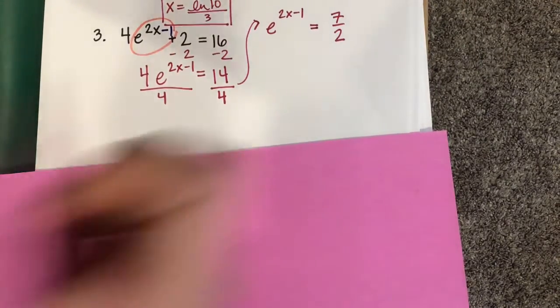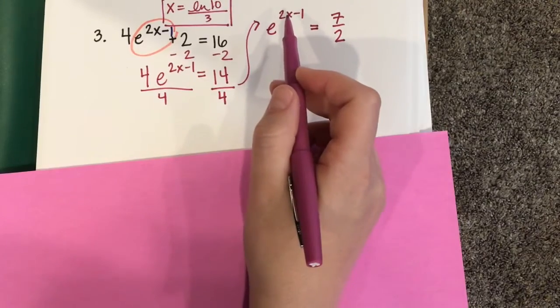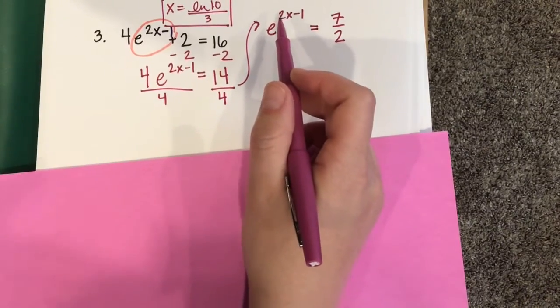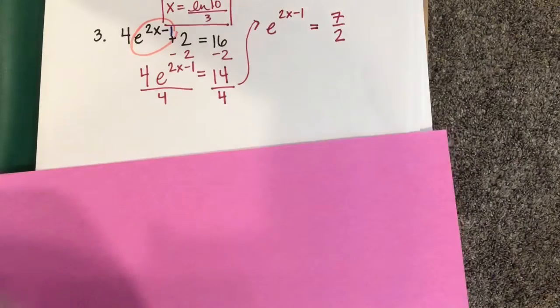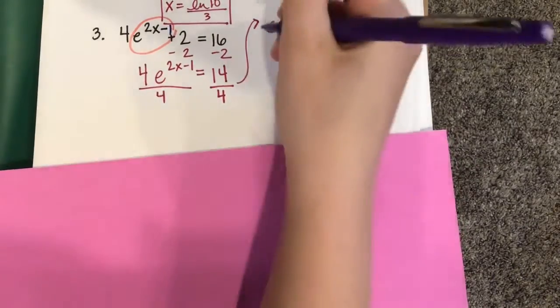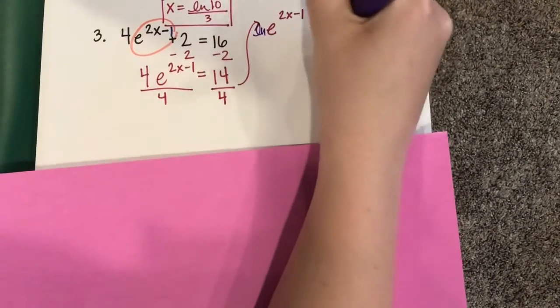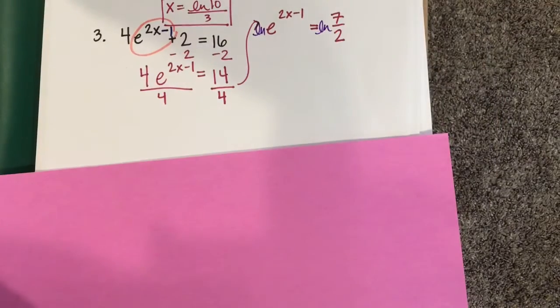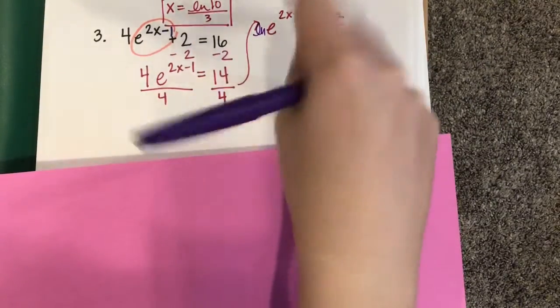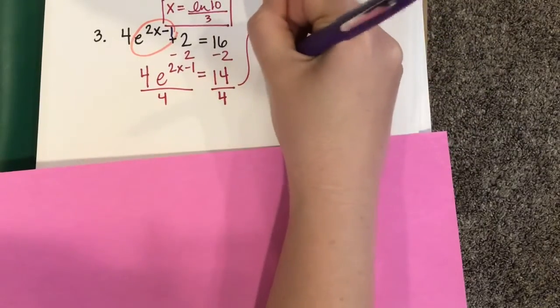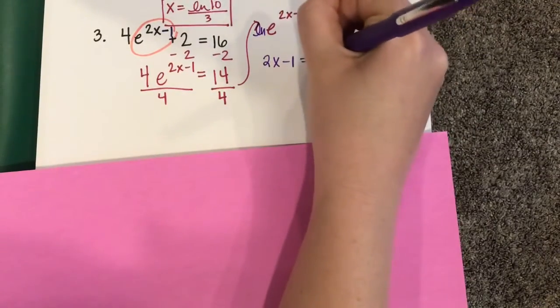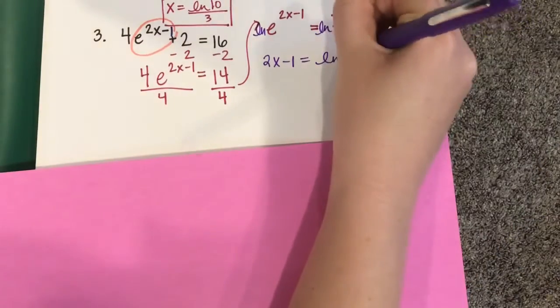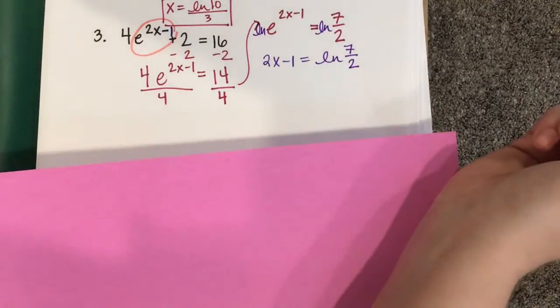So now that this has been isolated, I am going to take the natural log of both sides. I'm getting hugs. All right, so the natural log of both sides, then the natural log of e to the 2x minus 1 just becomes 2x minus 1 equals the natural log of 7/2.